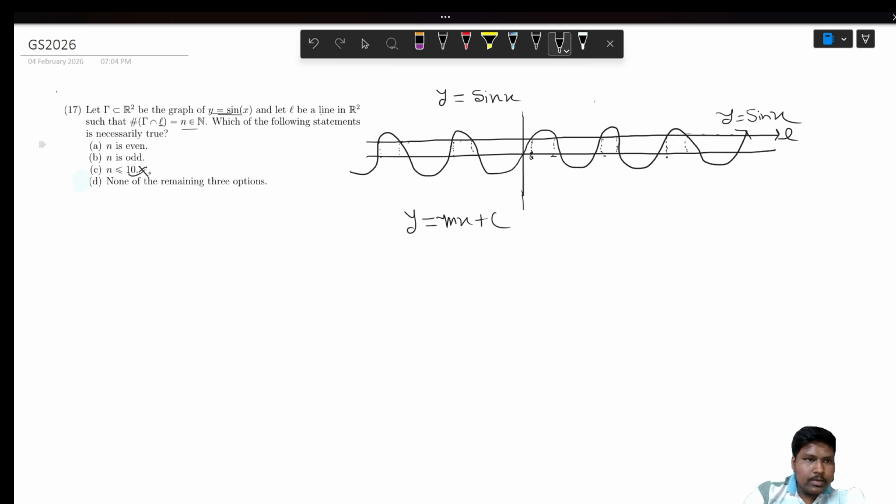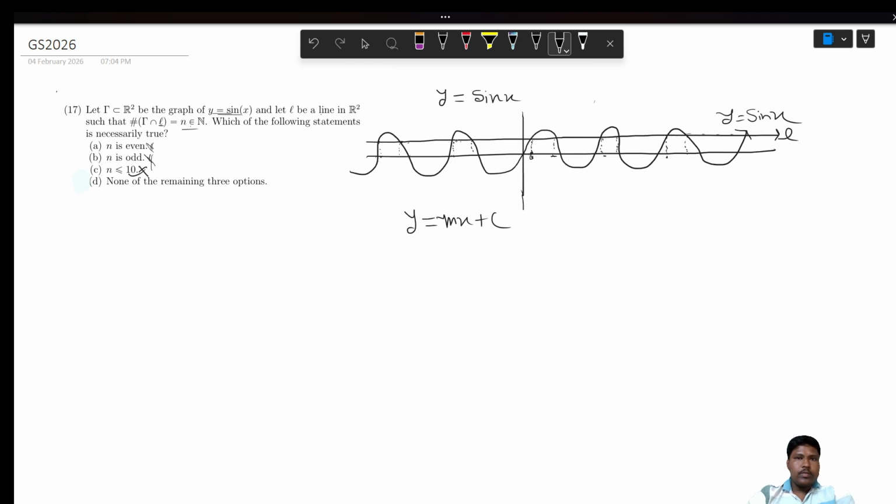So this is wrong. The number of intersection points cannot be even, cannot be odd, because this is an infinite number of points. How can I say that there is a particular even number of points where they intersect, or an odd number of points they intersect? There is no particular way to say that the line cuts the curve y equals sin x at an even number of points. So this is also wrong.